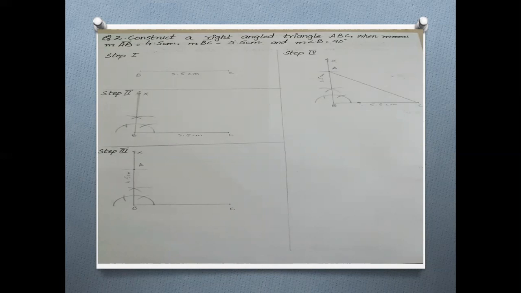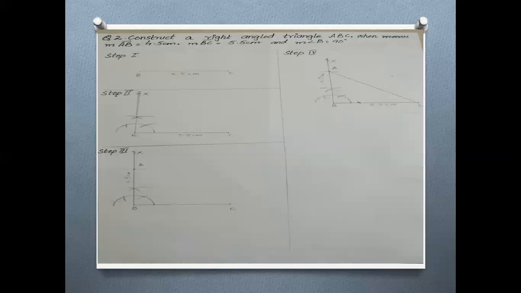I draw the line BC equal to 5.5 centimeters. You also can take AB 4.5, no problem. But on point B, you must draw the angle of 90 degrees. Draw the line BC 5.5 centimeters. Then on point B, draw an angle of 90 degrees with the help of the compass, because in the question they mentioned that on point B you draw the angle of 90 degrees.